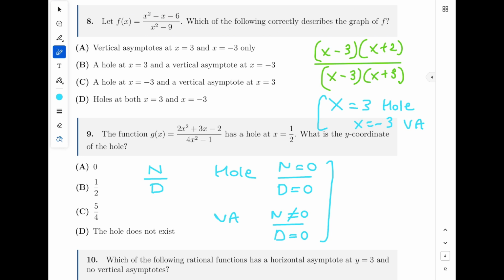If I glance at my choices, a vertical asymptote, no, not this one. A hole at x equal to 3 and a vertical asymptote at x equal to minus 3, yes, this should be it. A hole at minus 3, no, not this one, holes at both, no. So understand that if you have the concept clear, this becomes very intuitively easy. So yeah, 8 is B.